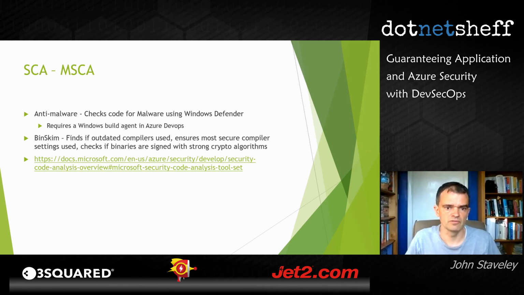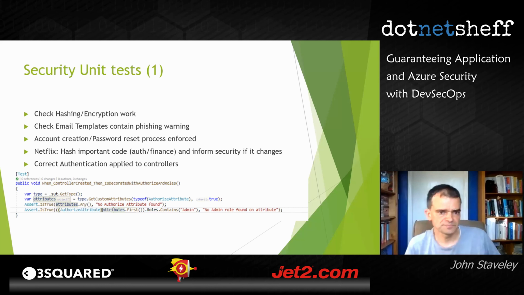So at this stage, you can start doing security unit tests. So the Security Essentials project has got some examples of these. You can check the hashing and encryption algorithm work both ways. The email templates contain the anti-phishing warning. You've got a strong account creation and password reset process enforced. Companies like Netflix hash important code. So something to do with authentication or finance gets hashed. If a developer changes it, it will fail the hash test. And then the security team will be notified that a critical piece of code has been altered.